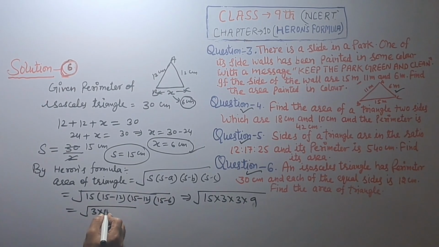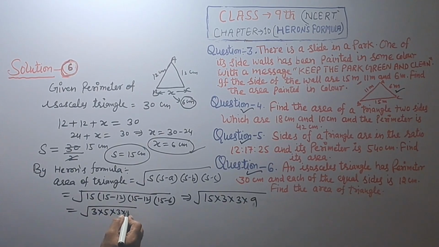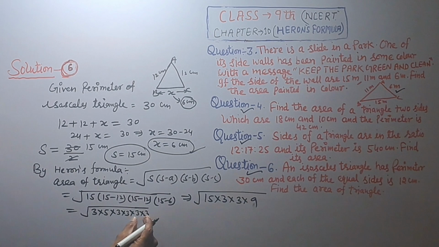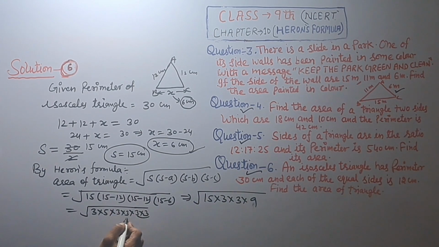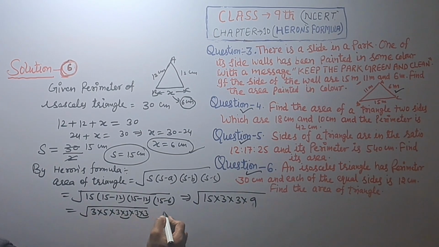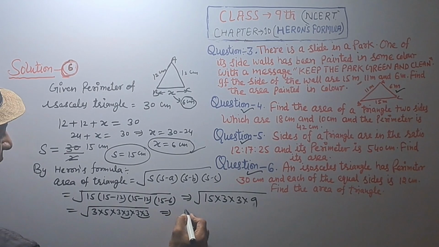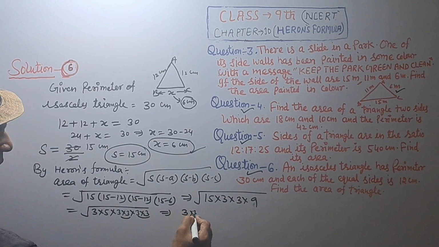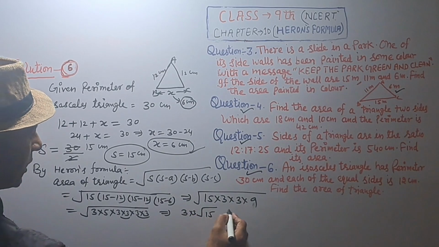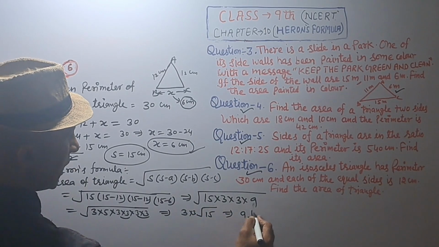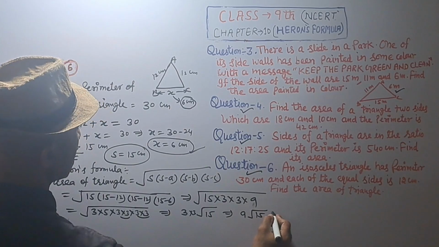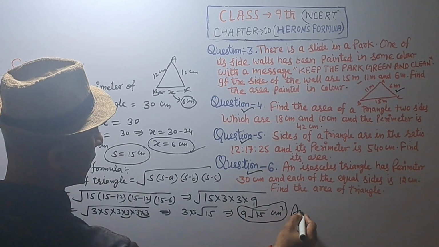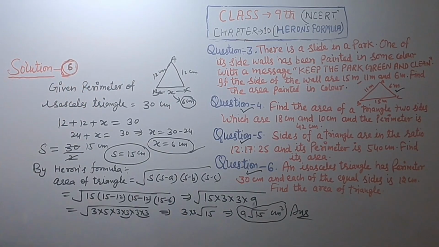15 we can write 3 into 5 into 3 into 3 into 3 into 3. 9, 3 multiplied by 3. 1 pair, 2 pair, and 15 in bracket, which implies we get area, that is 3 into 3 in bracket 15, 9 under root of 15 centimeter square. Answer.